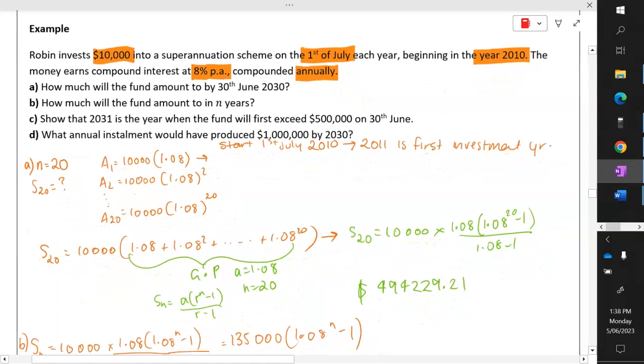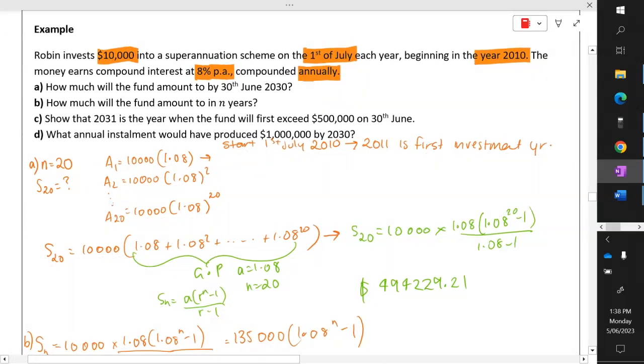Now that should be enough to get you through the work, but I've popped another example in here. If you feel that is enough and you don't want to look any more, don't, but I'm going to go through this one. Robin invested $10,000 into a superannuation scheme on the 1st of July each year, beginning in the year 2010. The money earns compound interest at 8%, compounded annually. How much will the fund amount to by the 30th of June 2030?